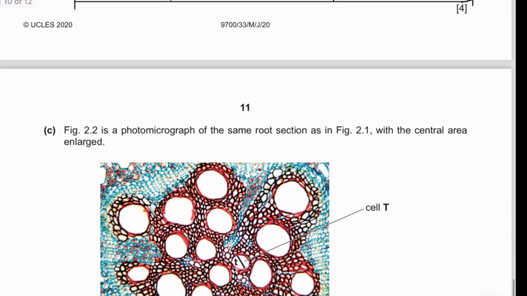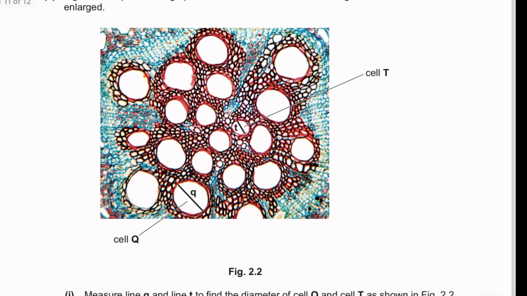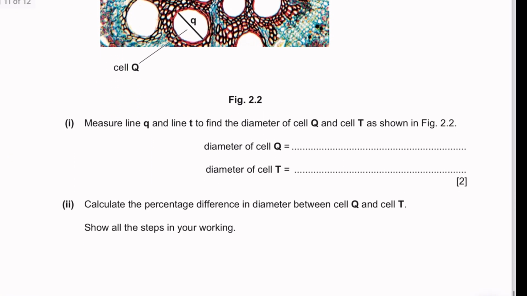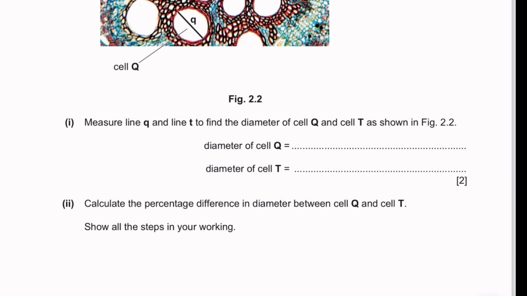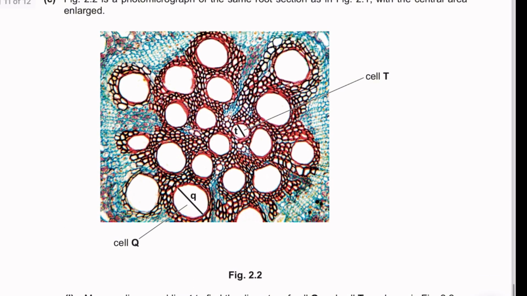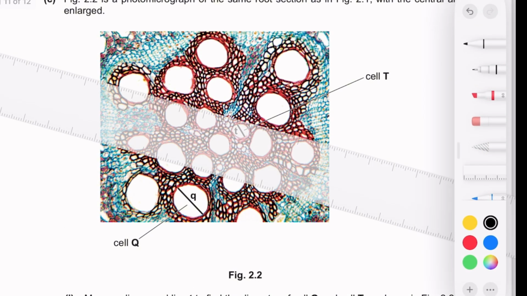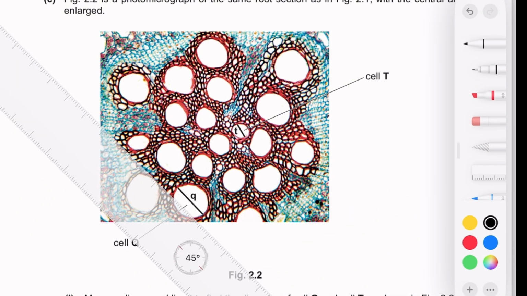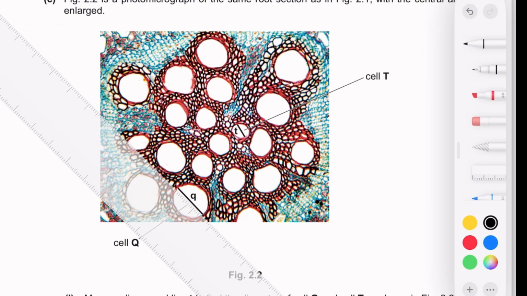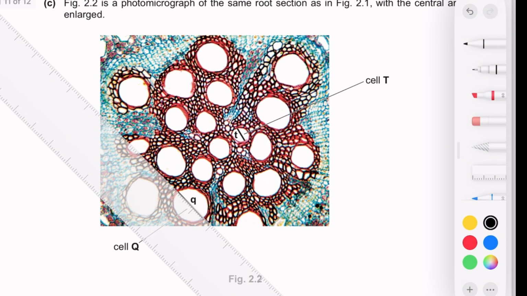And now we're going to move on to figure 2.2, a photomicrograph of the same root section as figure 2.1 with the central area enlarged. So I have cell T and I have cell Q, and he says measure the line Q and line T to find the diameter of cell Q and cell T as shown in figure 2.2. Well, sure thing. So we're gonna get the ruler, and obviously this might not be correct because I'm not exactly on the correct scale. So my answer will be different to yours, but you're going to get the ruler and measure the diameter.